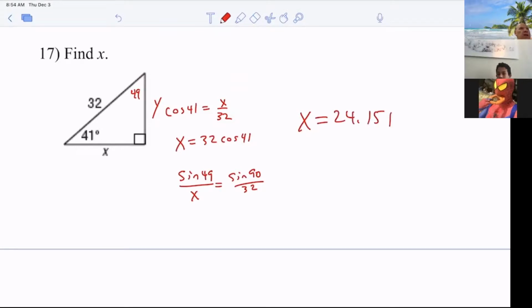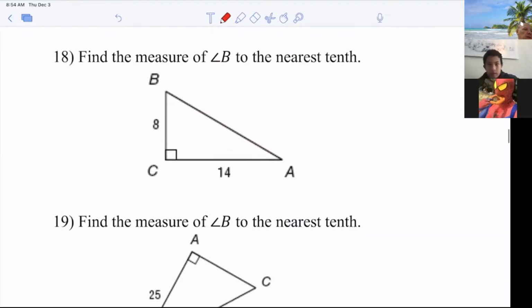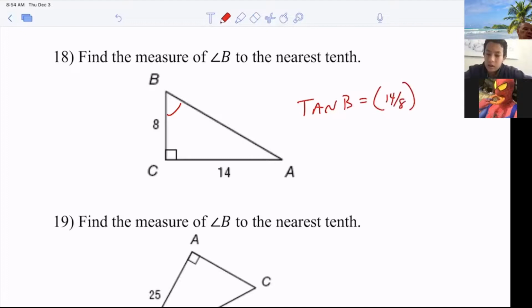And you agree, same answer regardless. Yep. Here we go. Angle B. Now, angle B, this would be referred to as the tangent, right? So we could say tangent of B is equal to 14 over 8. So B is equal to the inverse tangent of that, which is approximately... 60.55 degrees.